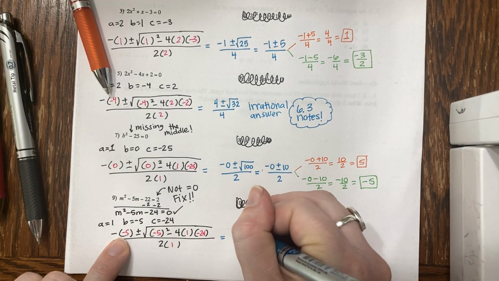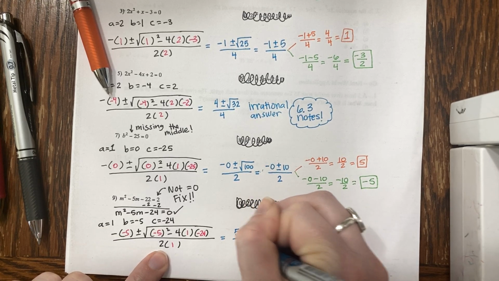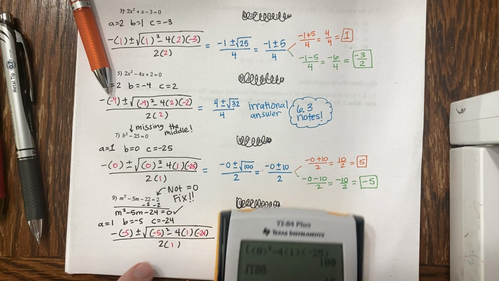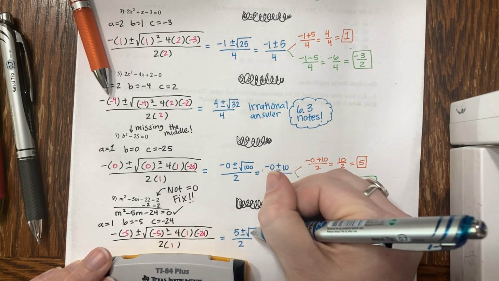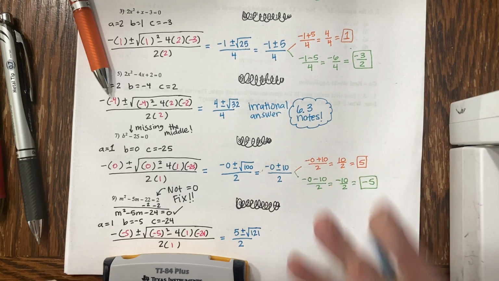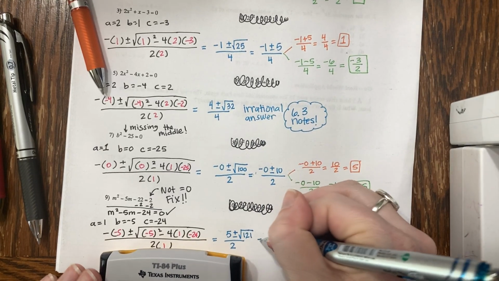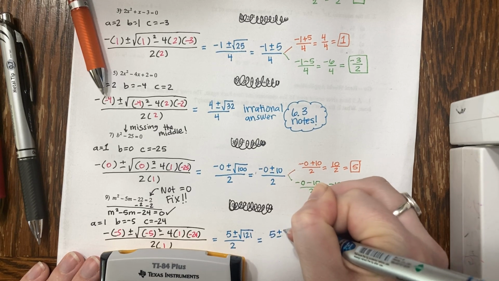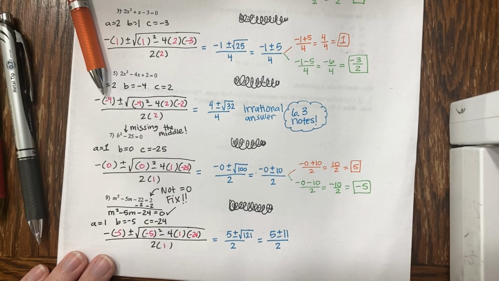Double negatives make it a +5. 2 times 1 is 2. I'm going to see what goes in the root. -5 squared minus 4 times 1 times -24. 121. Now I'm going to square root 121, which becomes an 11 when I take it out of the radical.